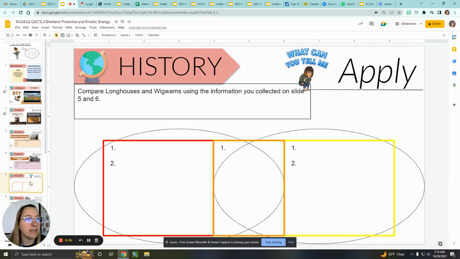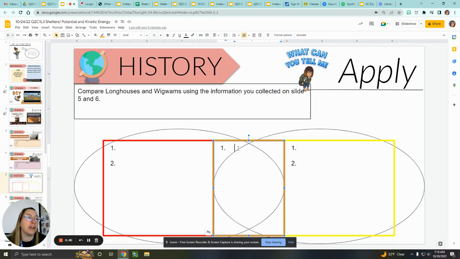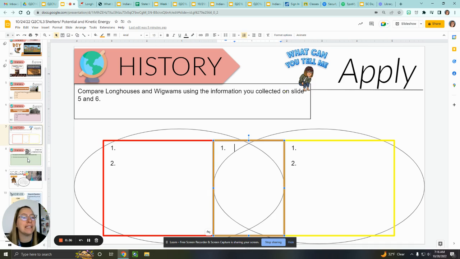I don't have much time left in this video. So here's a compare and contrast. First one is going to be for wigwams. Next one is for longhouses. I'll make sure that's labeled for you so you know. And how are they the same? Okay, they're the same because they're both homes, right? But what else? So maybe I'll already put homes and you can start putting something else as well, okay? How are they the same?